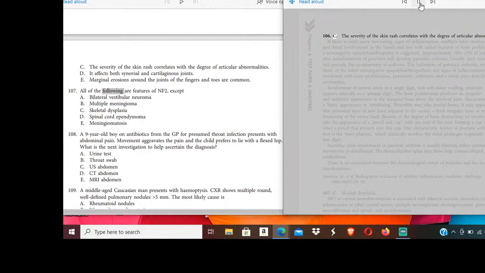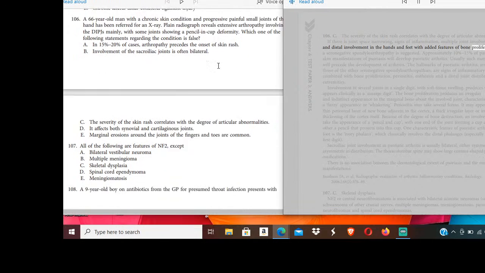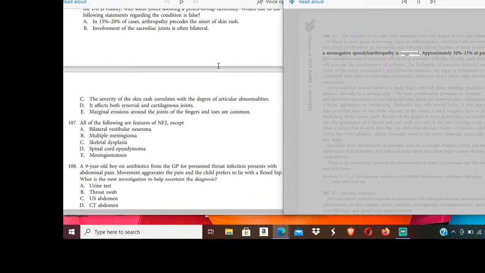106. C. The severity of the skin rash correlates with the degree of articular abnormalities. If there is joint space narrowing, signs of inflammation, multiple joint involvement and distal involvement in the hands and feet, with added features of bone proliferation, a seronegative spondyloarthropathy is suggested. Approximately 10%-15% of patients with skin manifestations of psoriasis will develop psoriatic arthritis. Usually such manifestations will precede the development of arthritis.